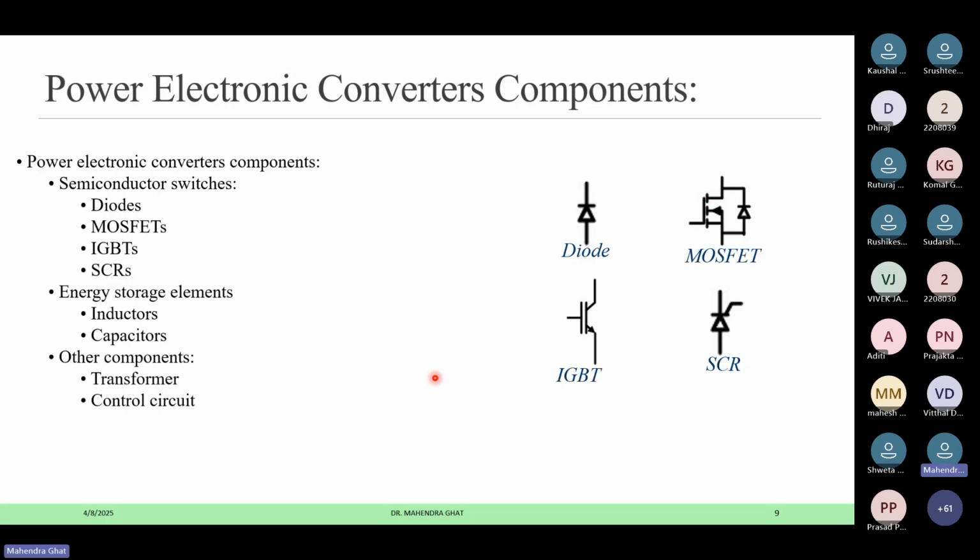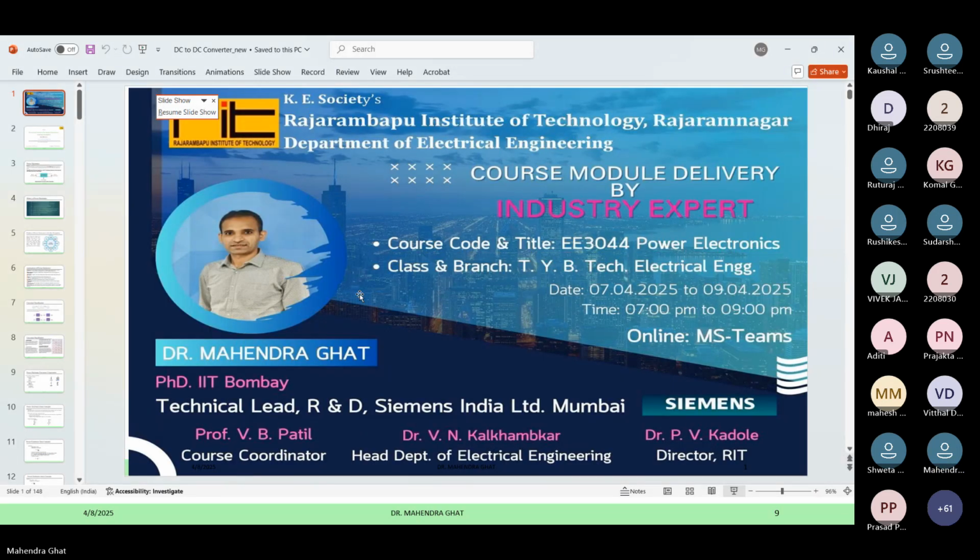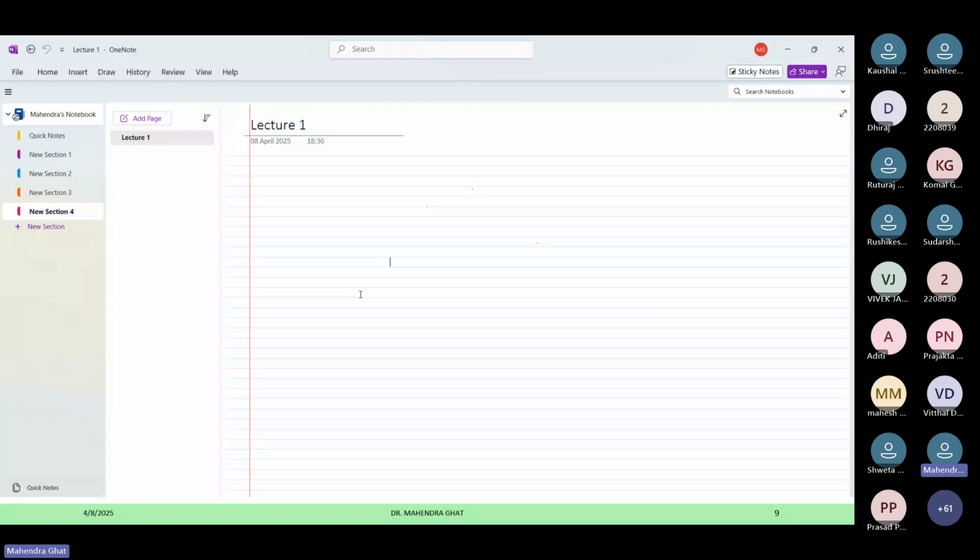So if you consider the overall system, so like that, if I say, uh, just I will show you in the. So if we have, can you see my screen, right? Yes, sir. So this is our converter one. Just a minute.